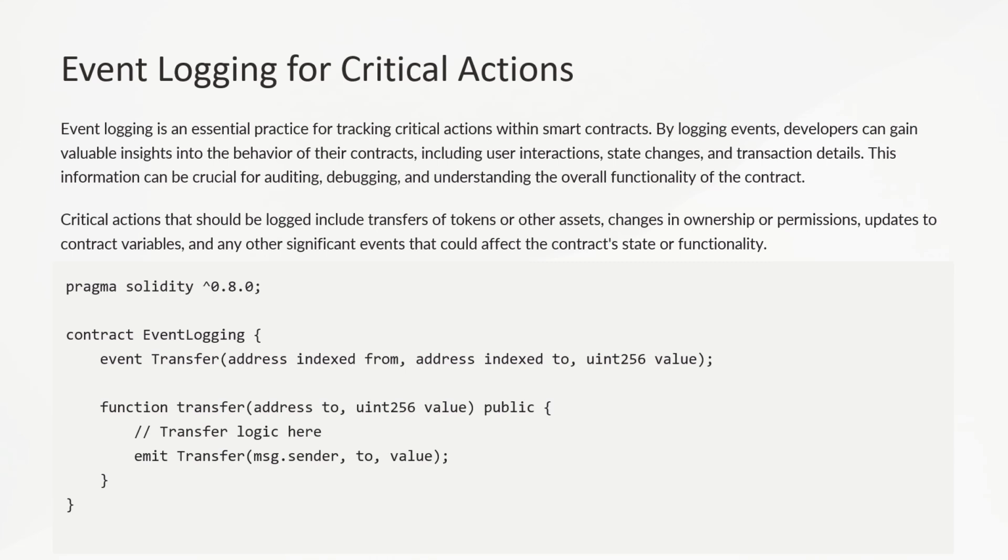The EventLogging contract defines an event called Transfer, which logs the sender's address from, the recipient's address to, and the transfer amount value. When the transfer function is called, it emits the Transfer event, allowing external listeners to track transfers on the blockchain. This provides a transparent way to log activity in the contract. By logging critical actions, you maintain transparency and accountability, much like keeping a well documented journal.